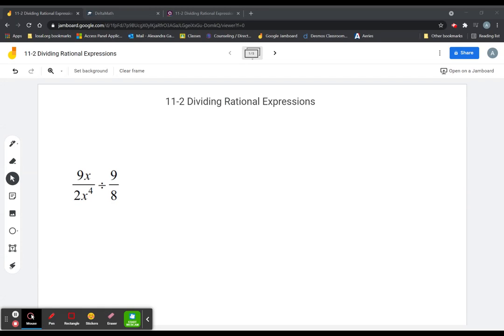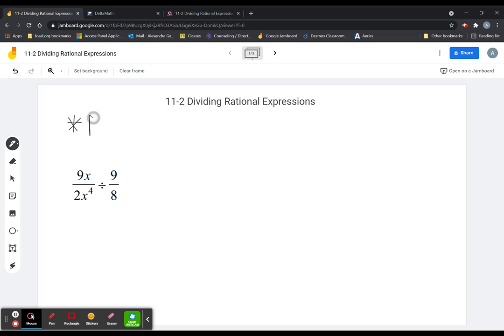Okay, we are going to look at dividing rational expressions, which is pretty much the same as dividing fractions. So if you're ever dividing a fraction, you want to flip the right fraction, which means flip the one on the right, and then multiply.